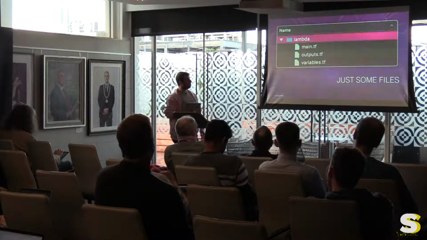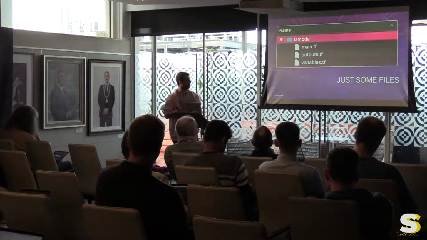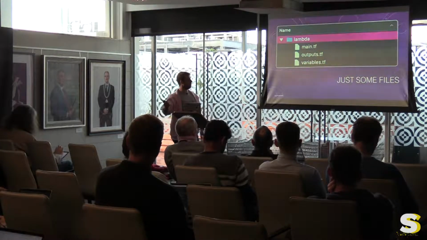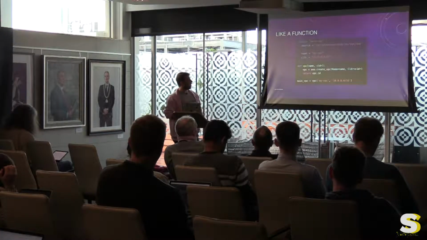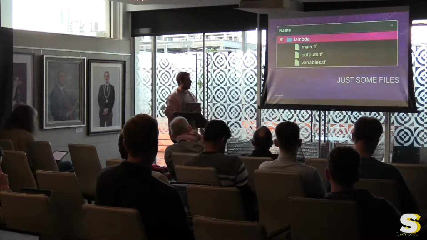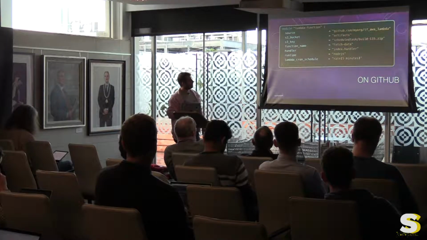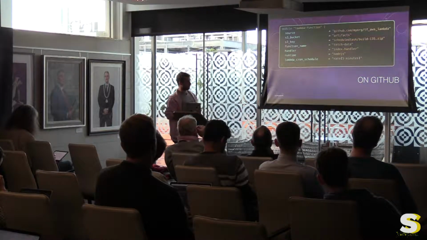A module is just some files in a directory, and you can reference them either locally on your local file system or remotely. You can put them into S3, you can put them into the HashiCorp registry, and that source there is a reference to the HashiCorp registry, or you can put them into GitHub. And this is an example of a module referenced on GitHub. In this project, all of the modules that we reuse are on GitHub, and they're all publicly available on GitHub.